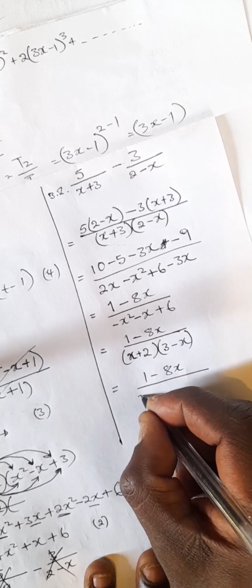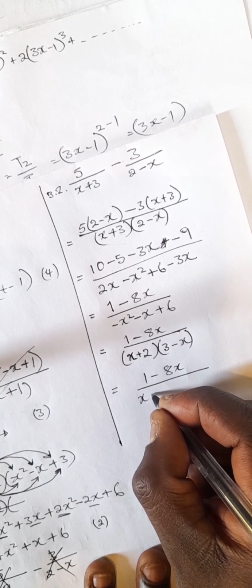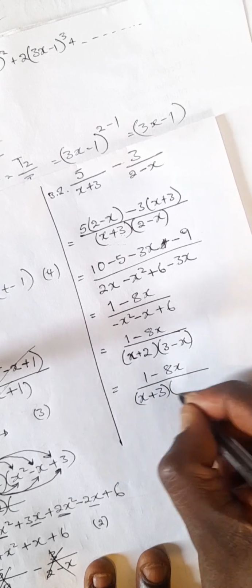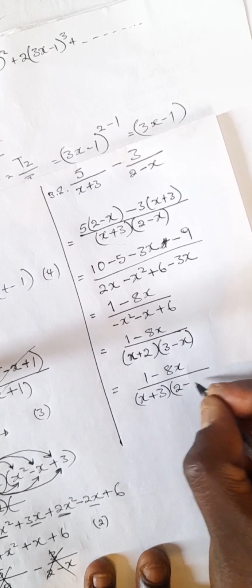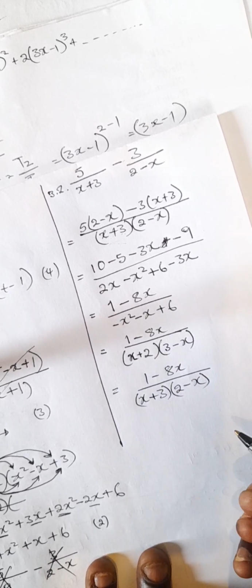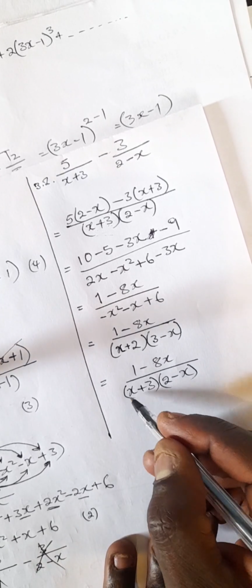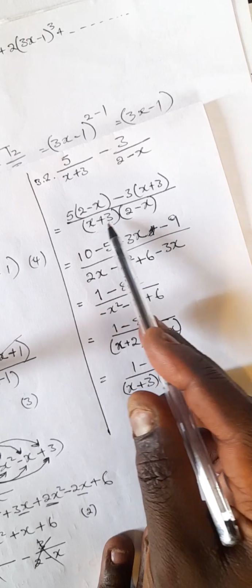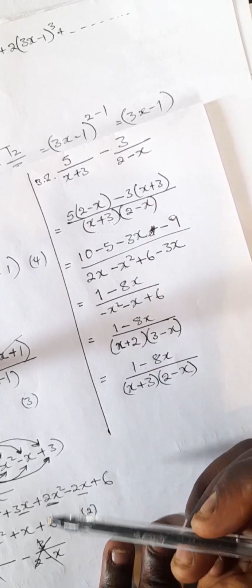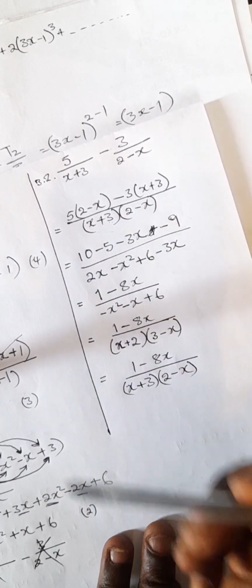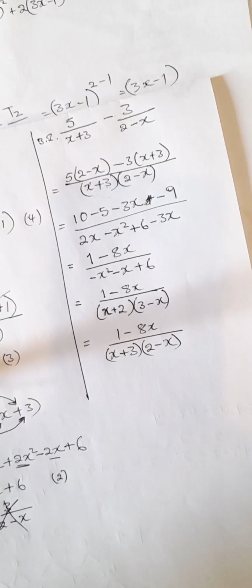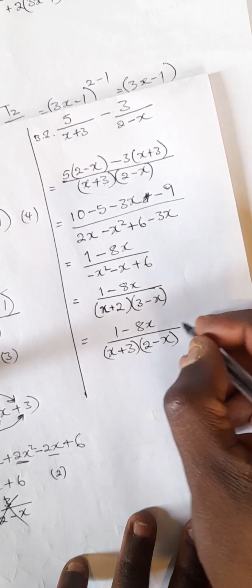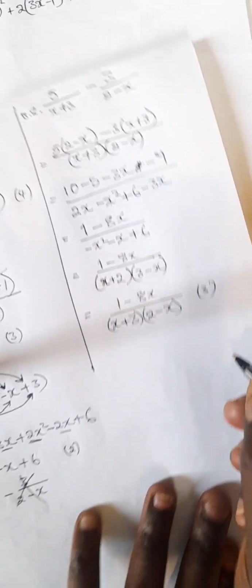So x plus 3, 2 minus x, okay, it goes back to that. Okay, and we are done. Actually, this is 3 marks.